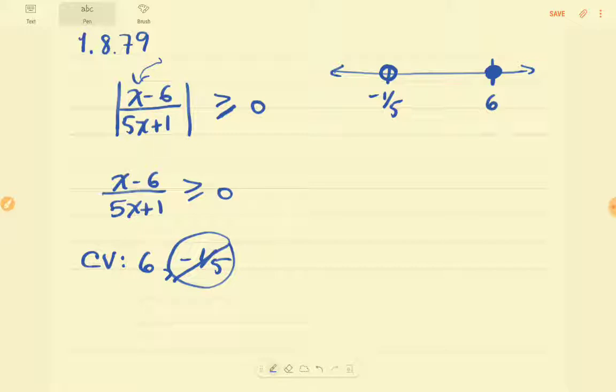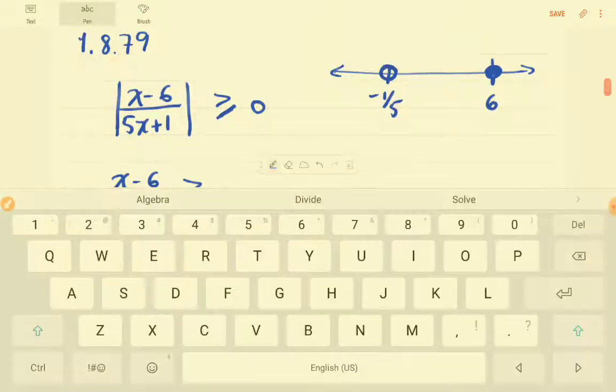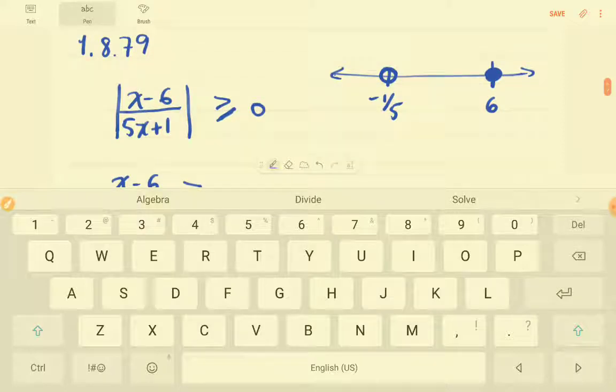Anything divided, or 0 divided by anything else, is still 0. The absolute value is 0. 0 is greater than or equal to 0, so of course 6 would work. So we know for sure that we are not including negative 1/5 because it would make my denominator 0. And we are including 6 because it would make the whole left-hand expression equal to 0, which is good.